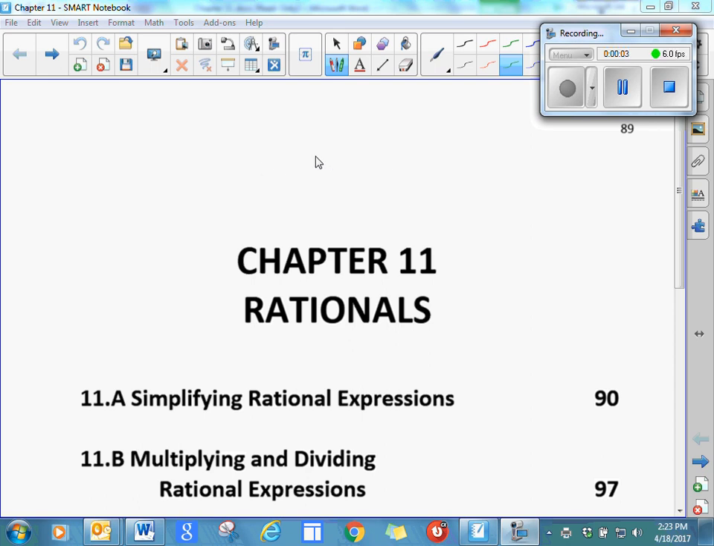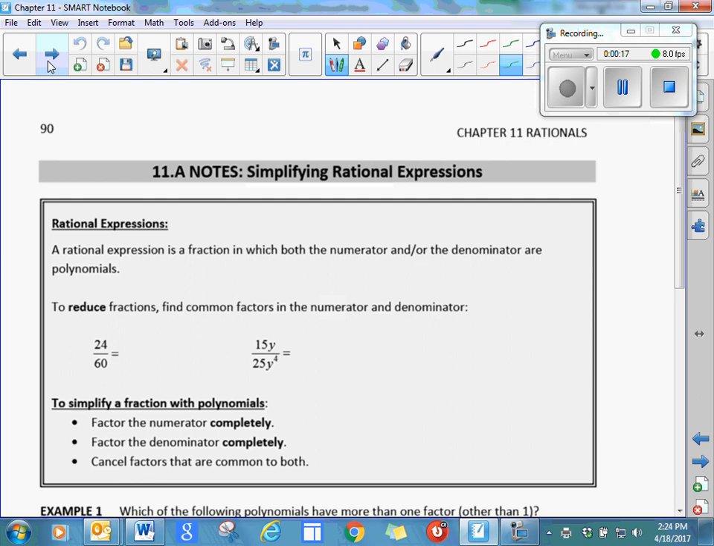Okay, Team Algebra 1, this is kind of a big day because this is our last unit. Oh my gosh, do you believe it? It's true. So we are on page 90. Well, I'm not. Now I am.